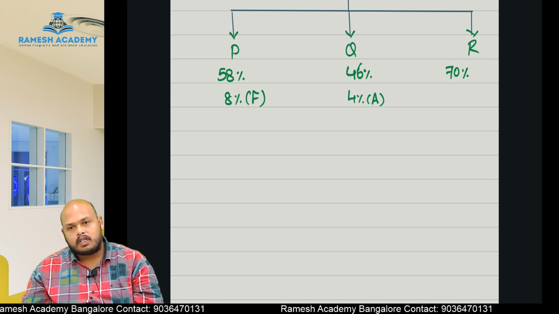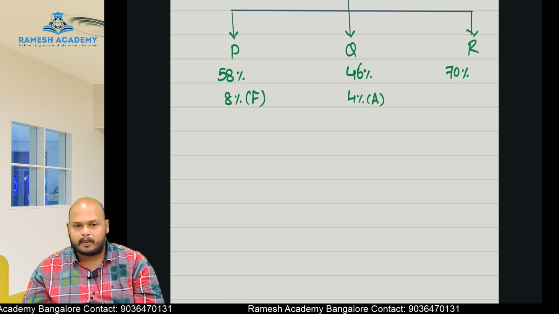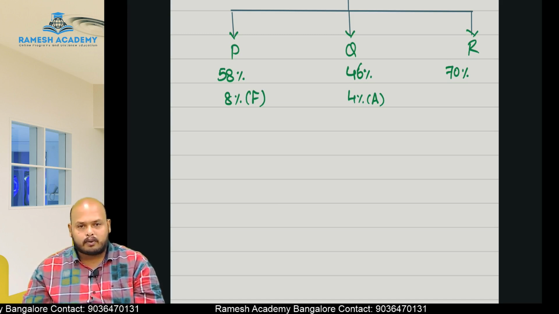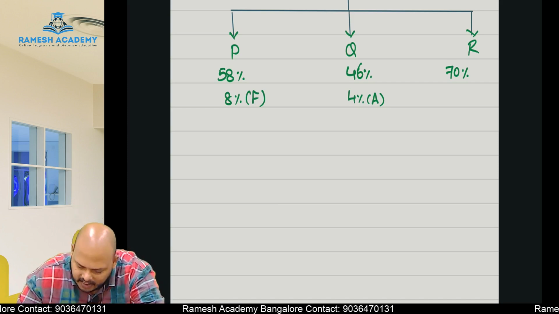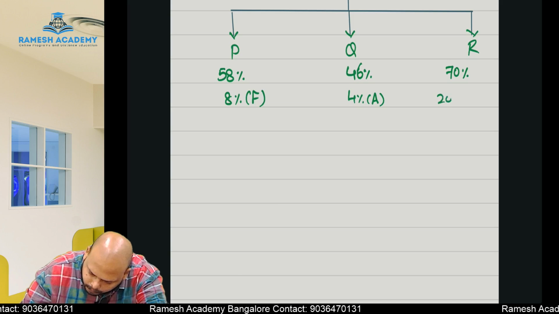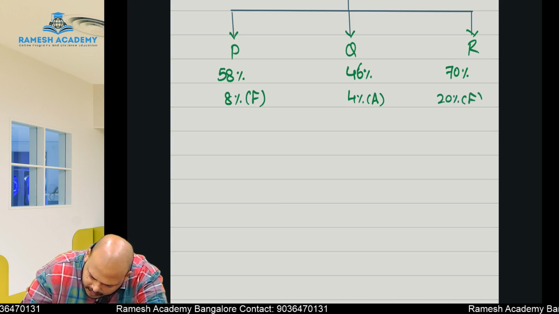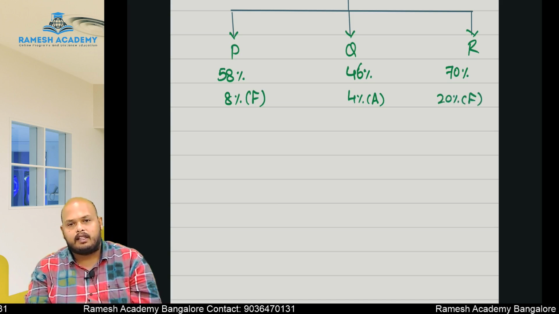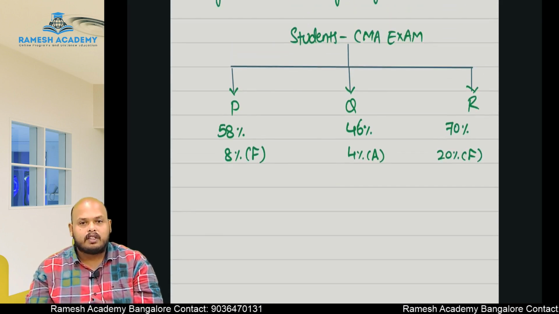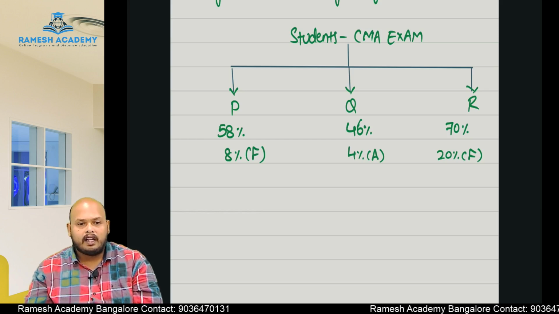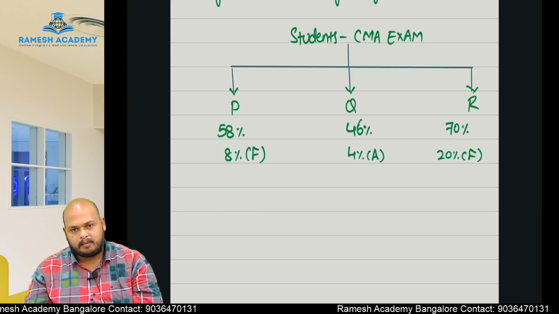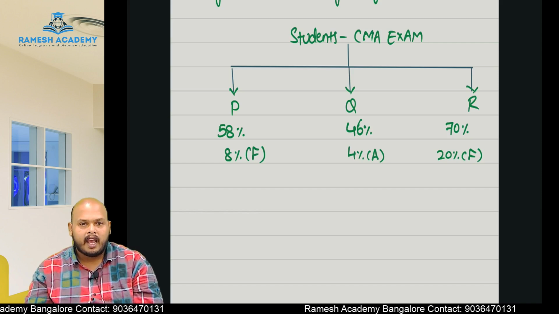Next, R scored 70%. R scored 70% means the expectation is 50. He scored more than 50 only. So that is nothing but 20%, he is in a favorable situation. It is indicated by the letter F. So this is how we will analyze the actual results.